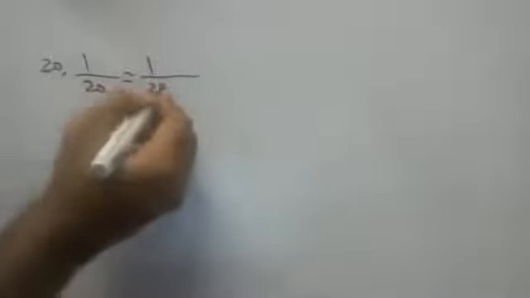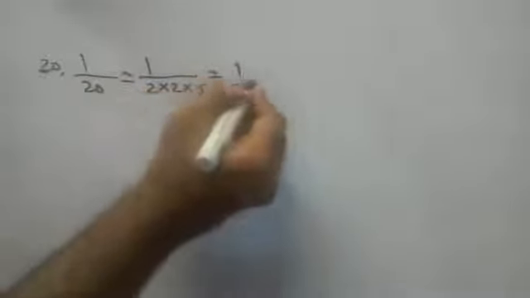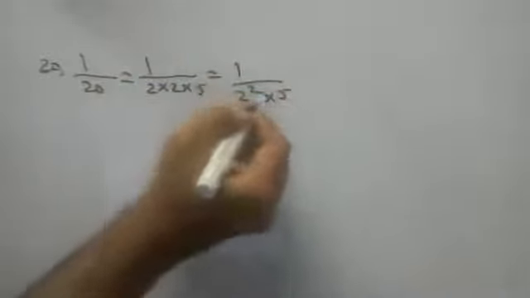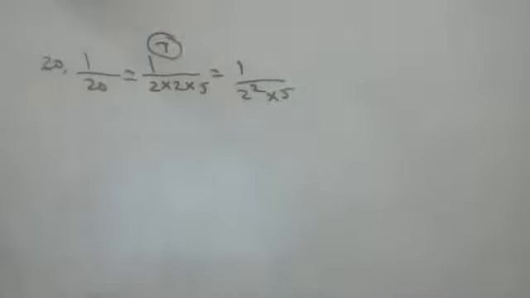Please, children, try to cooperate with me. 25 sums, I will say normal sums, then I will go to big sums. 20th question, 1 by 20. 20 prime factorization is 2 into 2 into 5. 1 by 2 square into 5. Only 2 and 5 are there. It is terminating. Once it is terminating, we have to convert into decimal.